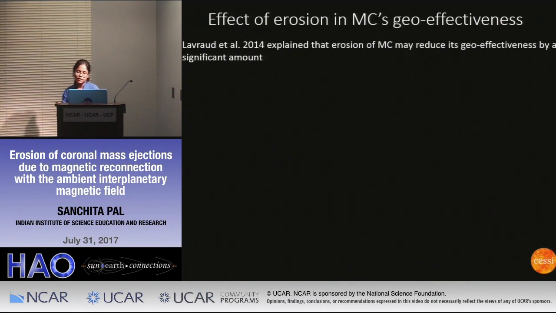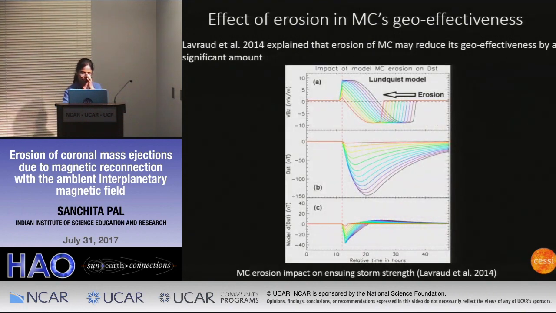So this magnetic cloud erosion has some important effect on its geoeffectiveness. Labrador et al. 2014 has explained it by some model. They modeled one magnetic cloud using the Lundquist model, the constant alpha force-free model, considering a particular magnetic field intensity and a particular velocity of the magnetic cloud, and they figured out the electric field of the magnetic cloud, as there is a strong correlation between the electric field and the Dst index.